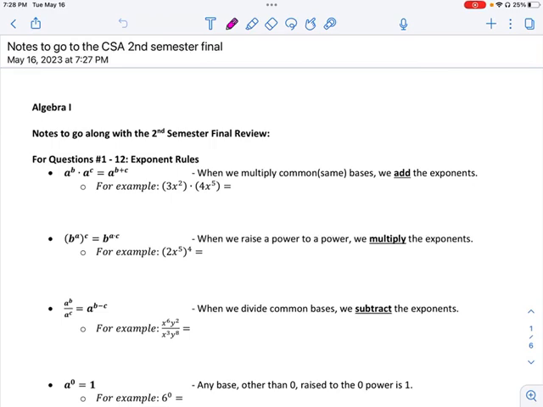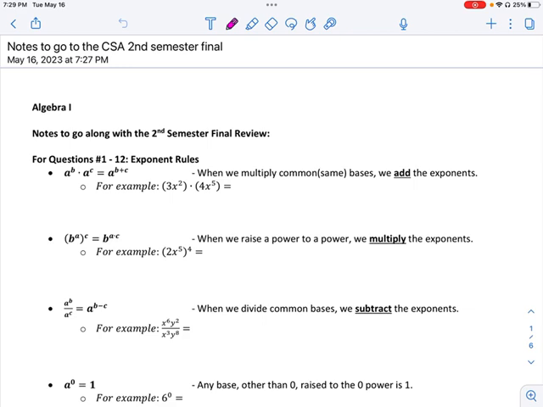All right, so here we are going over some notes for the second semester final review. Now, what we're doing here is these are just some things to help you, whether formulas or ways to do a problem or tips or what have you, to get you ready for the second semester final. You'll be taking that here in a couple days, depending on what period you have. And just so you know, this will help you prepare a little bit more.